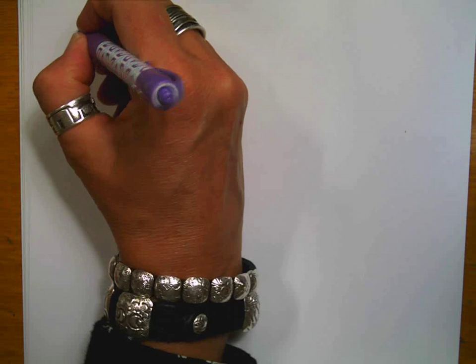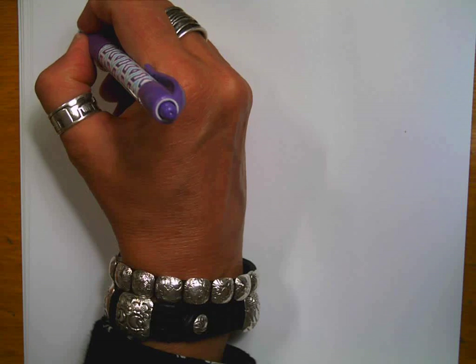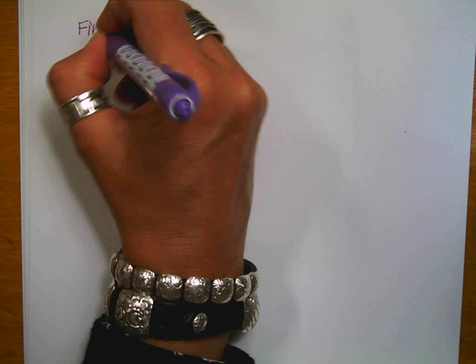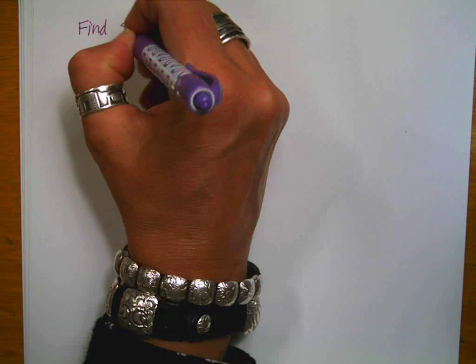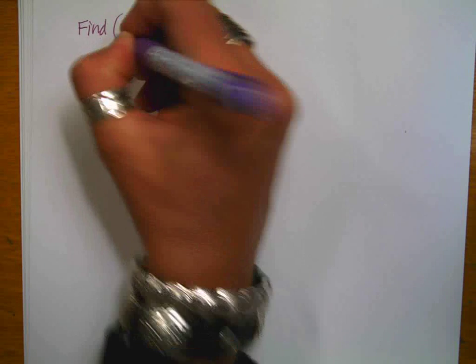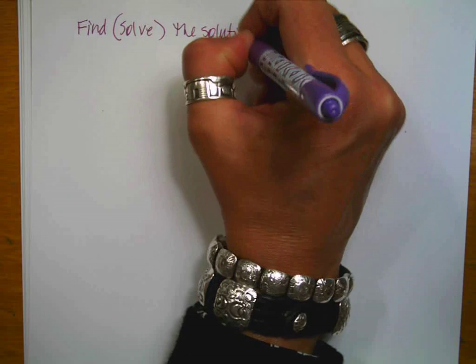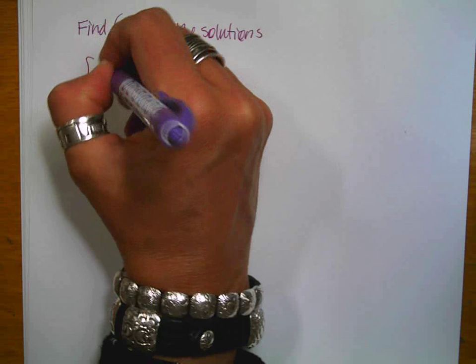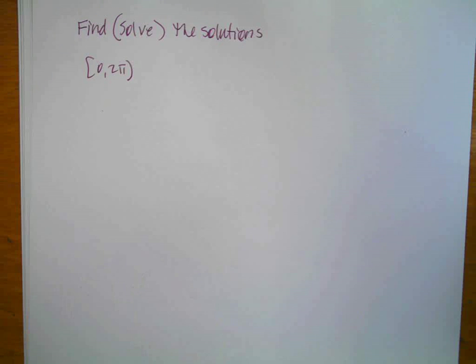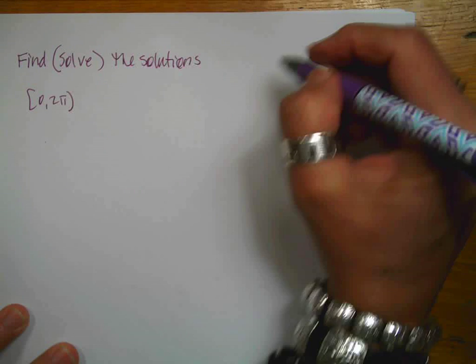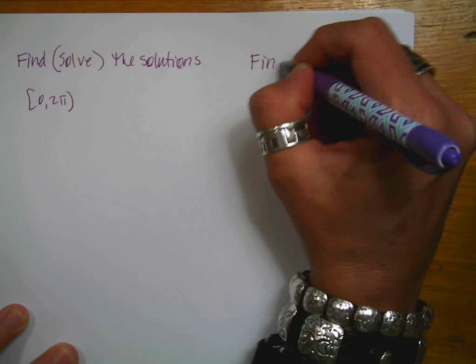Sometimes the wording on our problems gets to be a little bit entertaining. So sometimes we're told to find or solve. We see those words together. Find the solutions from 0 to 2 pi. And that's one positive rotation. And those are the examples that we've been doing.